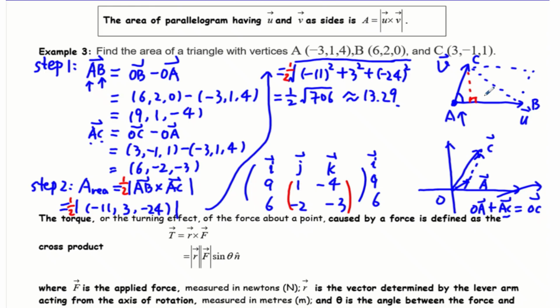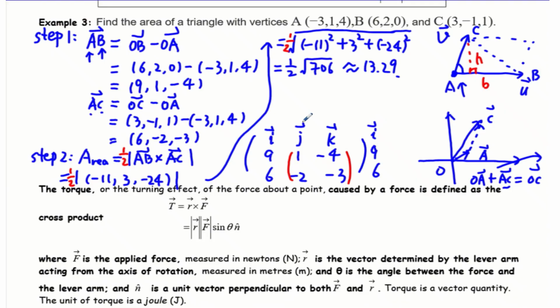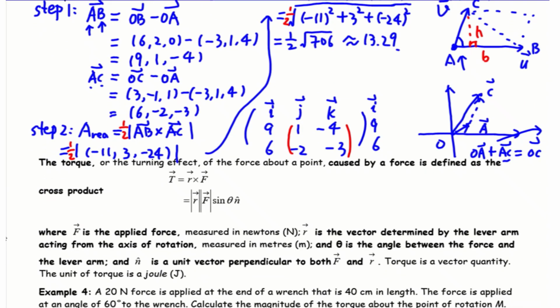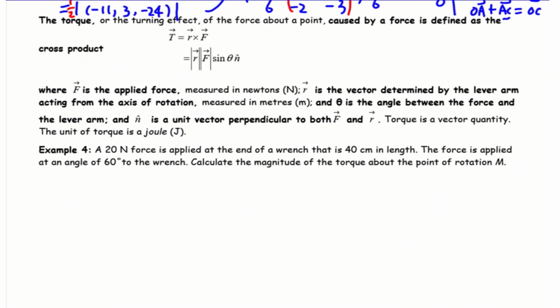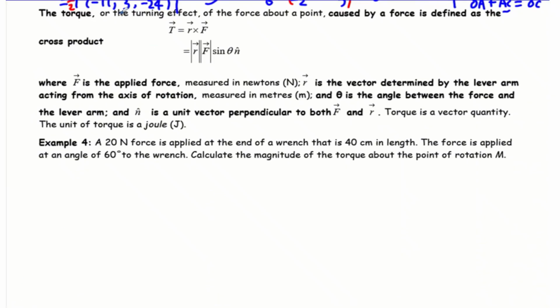So we have the three sides, then we have to find the angle here, then after the angle we use opposite over hypotenuse, or sine, to find this height. After that, one half times height times base gives the area. So there are more steps to use trigonometry, and the cross product is a little bit more organized and neat.